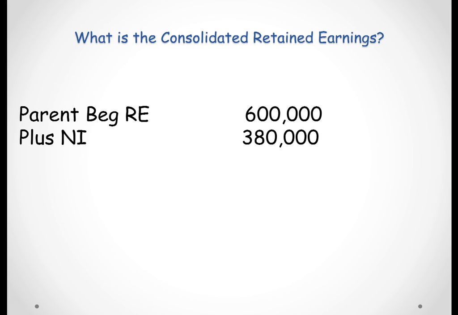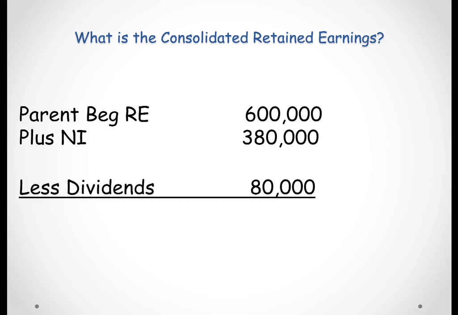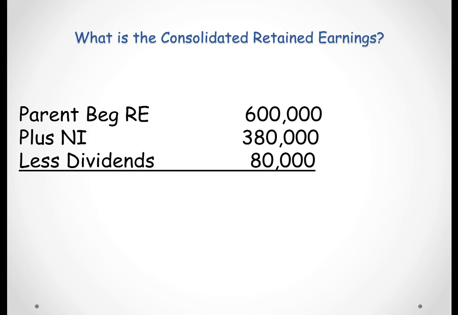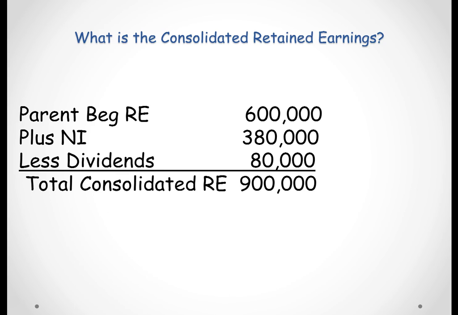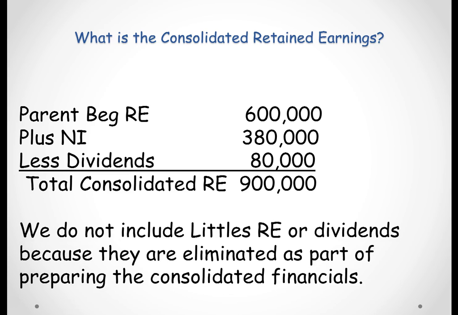What is the consolidated retained earnings? We start with the beginning for the parent, plus the net income, less the dividends, gives us total consolidated retained earnings. We do not include Little's retained earnings or dividends because they are eliminated as part of preparing the consolidated financials.